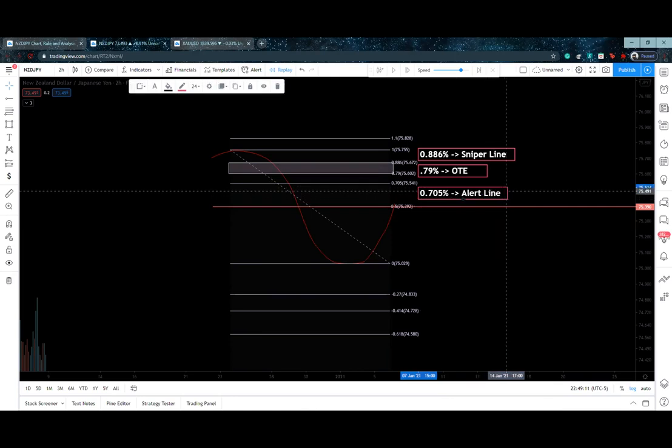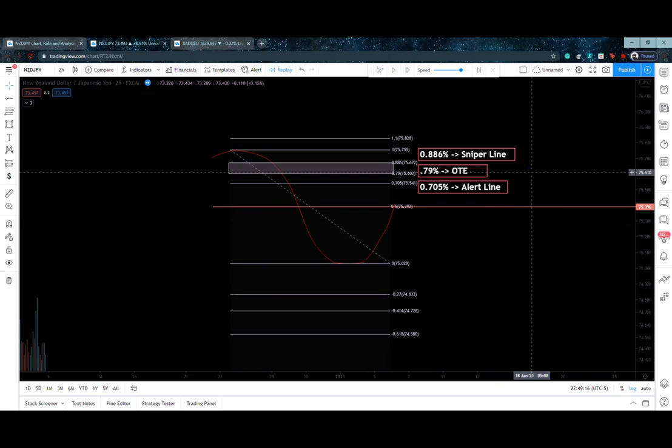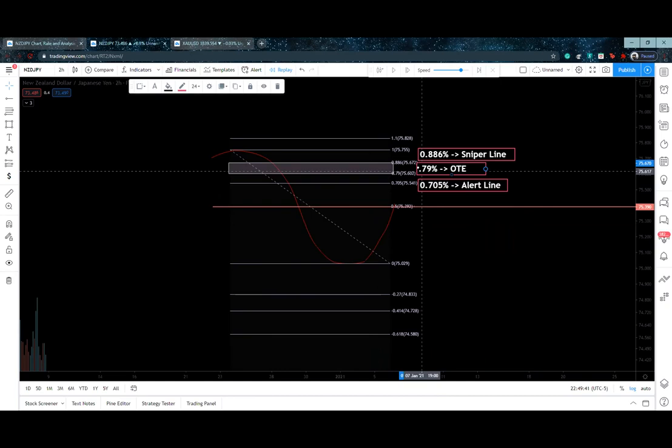Now, why do I call it the alert line? Very simply, that line is very helpful to you, because a lot of times price, in the rare occasion that it doesn't reach the 79, will usually reach the 705. By that point, you can start looking at it and say, okay, am I going to market execute? Am I going to let it keep going to the 79? A lot of times you'll get a lot of reaction, and at that point, you're at least ready to take that trade.